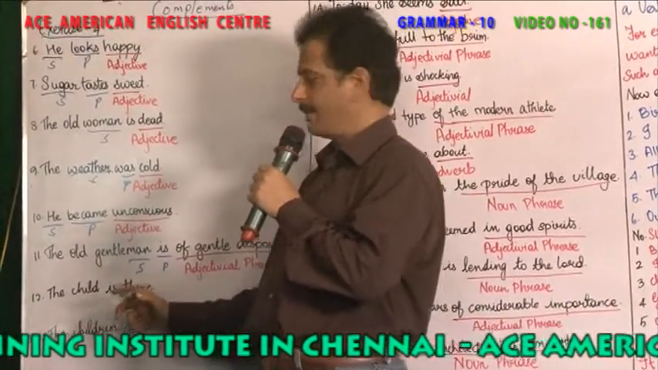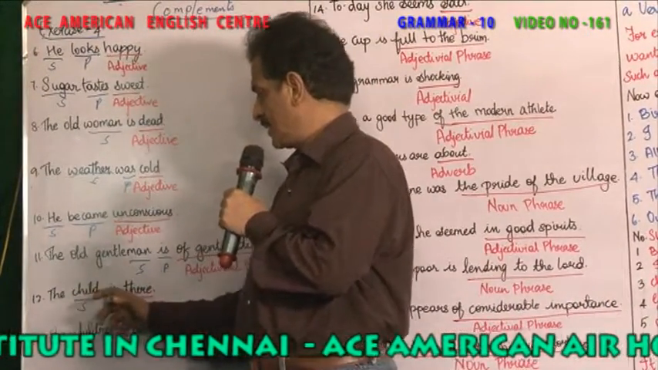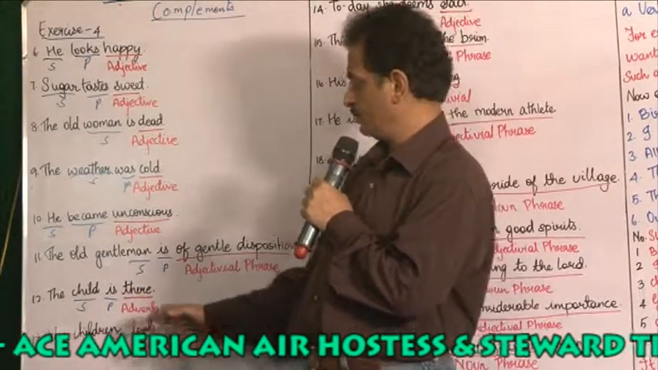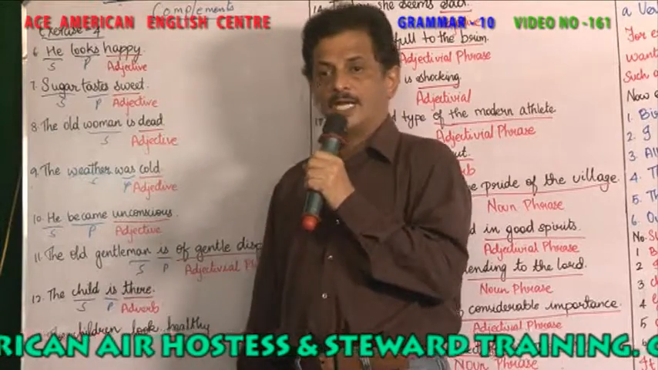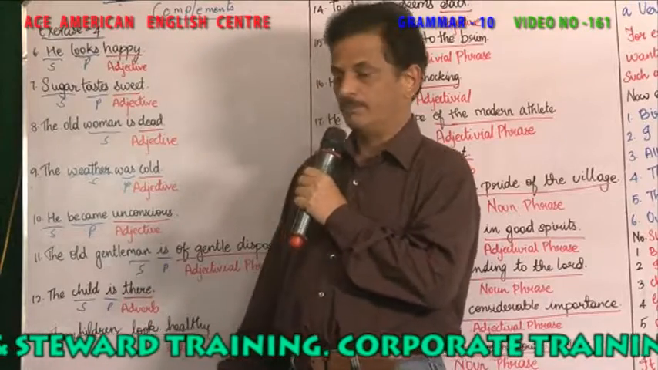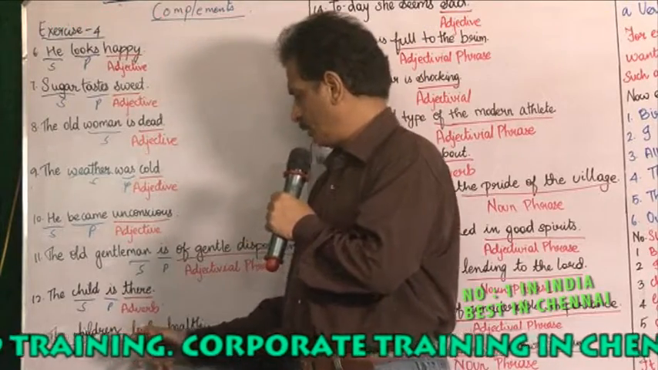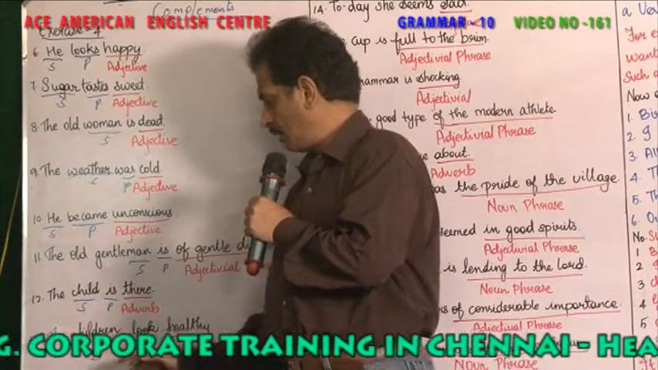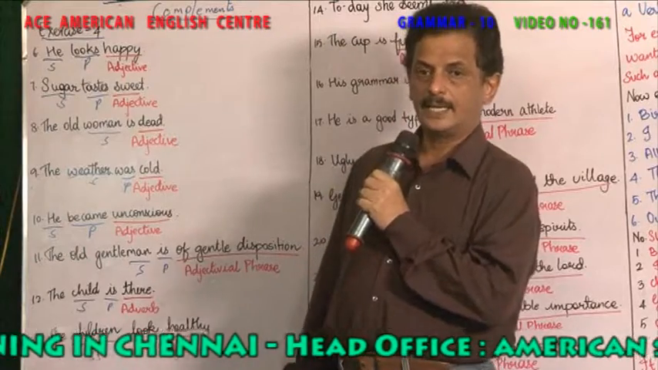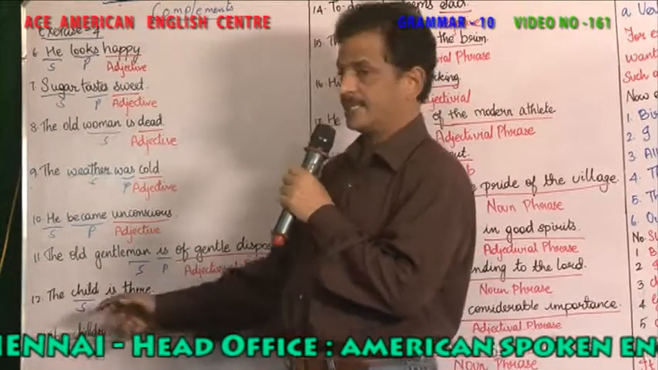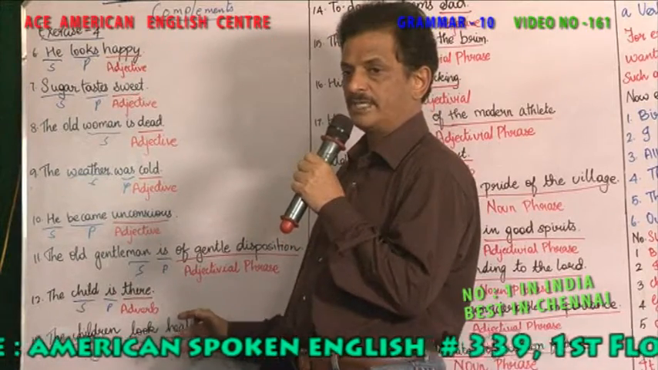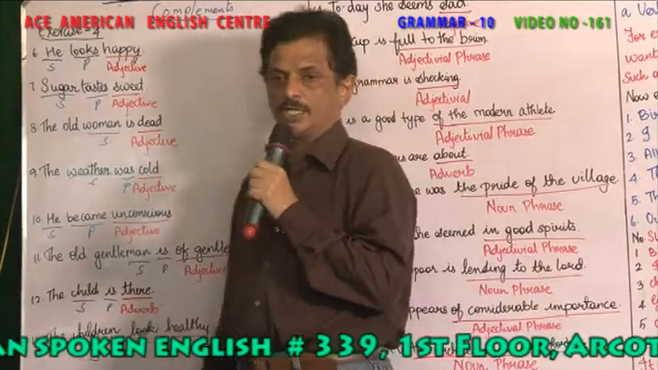The child is there. Child is the subject. Is is the predicative word, and there says about the child where it is, so it becomes an adverb. It is a predicative or adverb complement. Children look healthy. Children is the subject. Look is the predicative word or the verb, and it is an intransitive verb. The healthy says about the children, so it is an adjective complement, a predicative word.